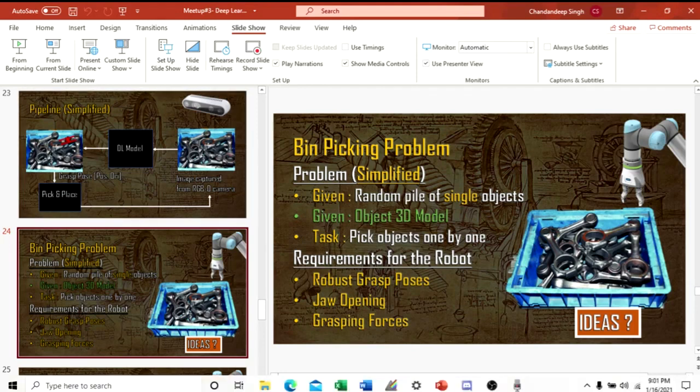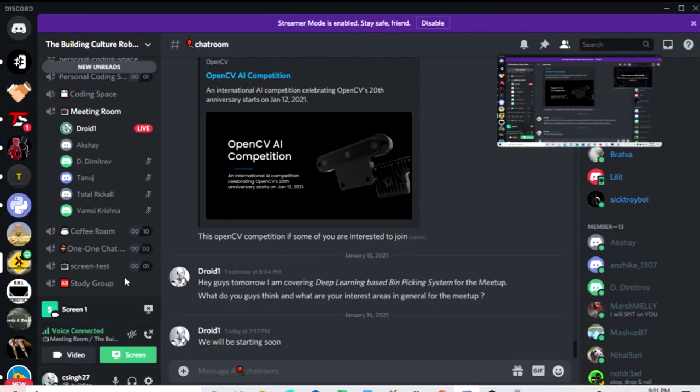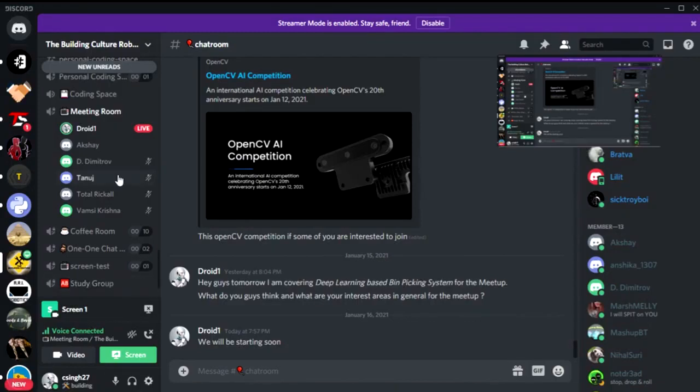Yeah, and what about others? Are your backgrounds familiar with deep learning and robotics and stuff like that? I know Tanuj already knows this stuff. Vamsi is my batchmate, so he also already knows this. Dimitrov, maybe you can tell a bit about yourself as well.